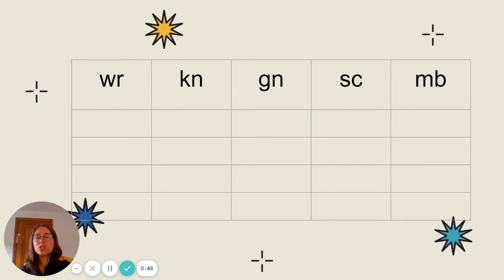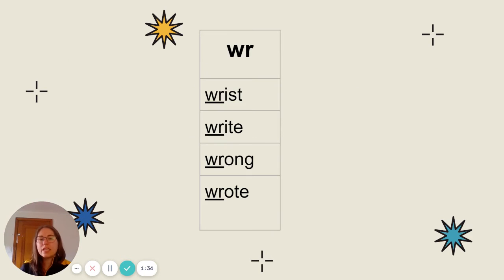We have some more silent letters to look at. Go ahead, pause the video to get your chart written down for our silent letters of WR, KN, GN, SC, and MB. Click play when you're ready to fill in our chart. Our silent letters with WR, we have wrist, right, wrong, and wrote. We do not hear the W in these words when we say them. All we hear is the R, but they are spelled with both the W and the R.